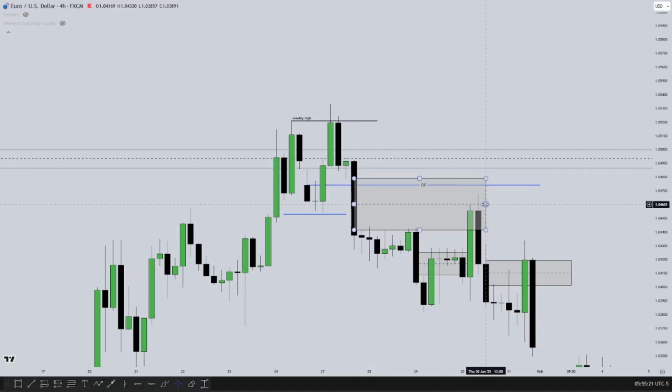Price traded back to this fair value gap, respected the fair value gap, shifted, traded back to this 4-hour fair value gap, and traded lower. So anytime price retraces to either of these fair value gaps, those are the times you'll be looking for entry.